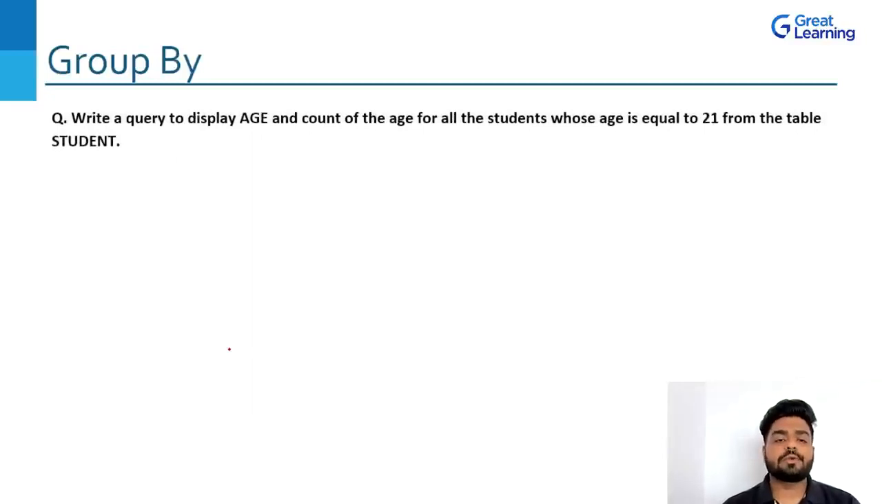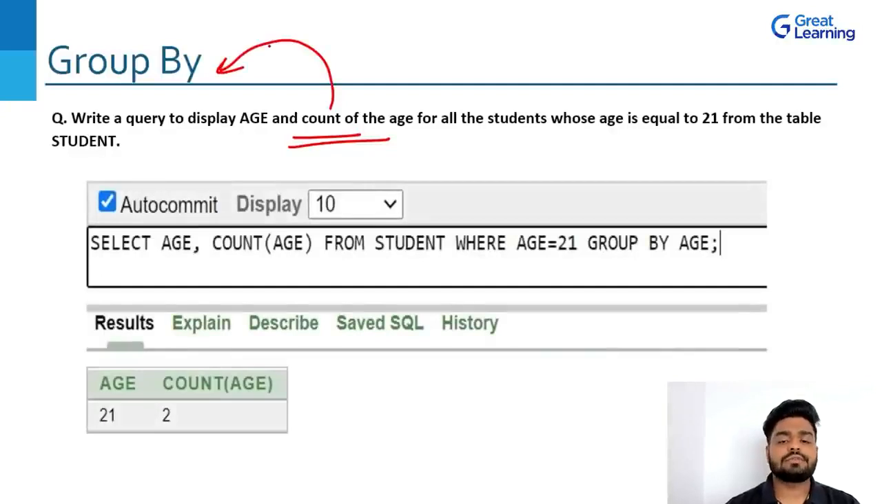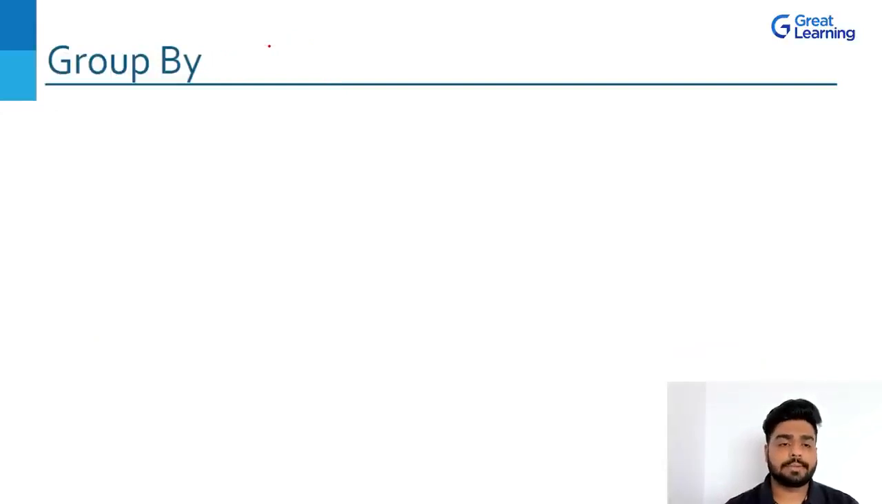One more question on group by. Write a query to display age and count of the age for all the students whose age is equal to 21 from the table student. We are using count, that means a multiple row function, an aggregate function, and this is also used only with group by. So we have: select age, count age from student where age equals 21 group by age. Wherever the age is 21, show me the age and the count of those ages. There are two students whose age is 21. That is what I'm getting.